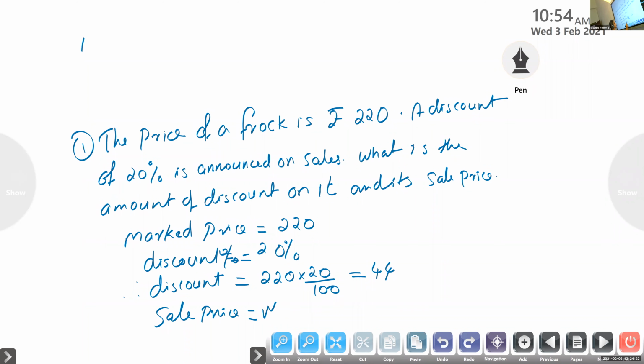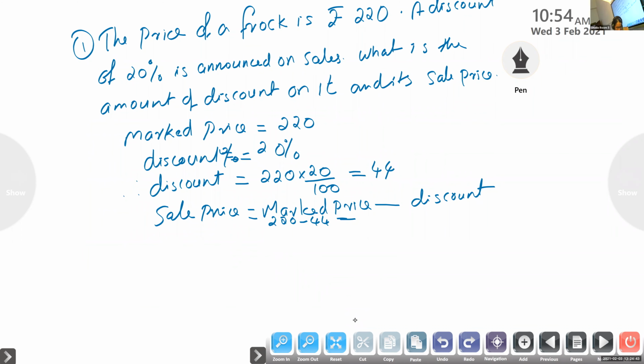Therefore, sale price is marked price minus discount. So 220 minus 44. How much? 176. Correct, Abid. 176. Next question.